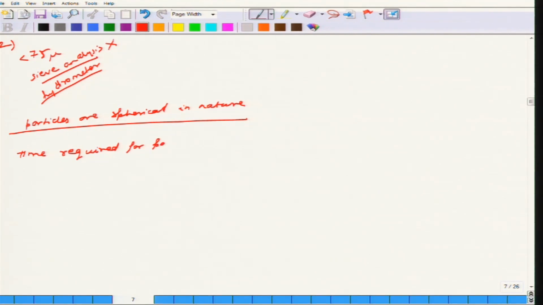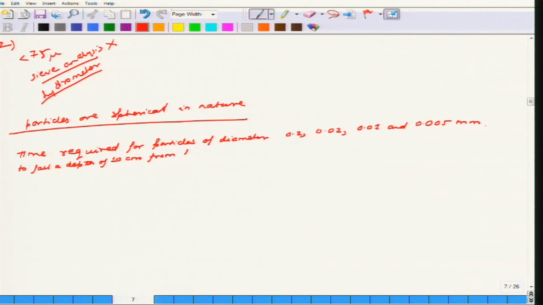for particles of diameter 0.2, 0.02, 0.01 and 0.005 millimeter to fall a depth of 10 centimeter from the surface of water.